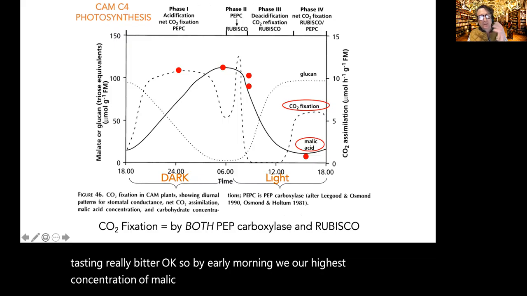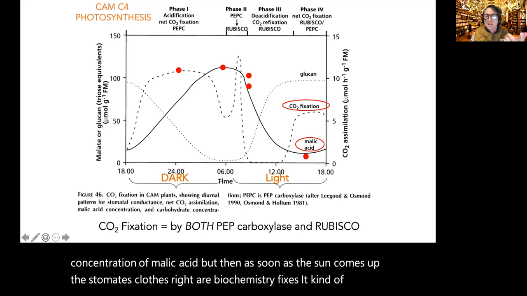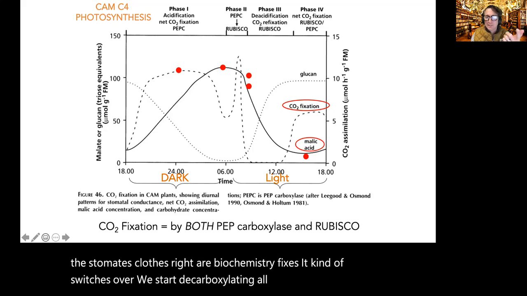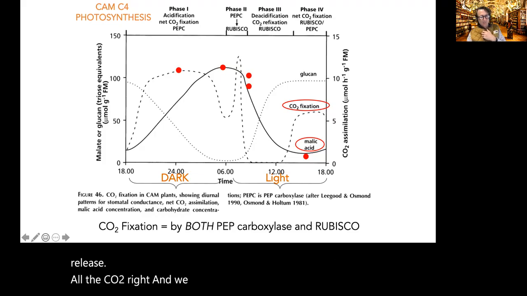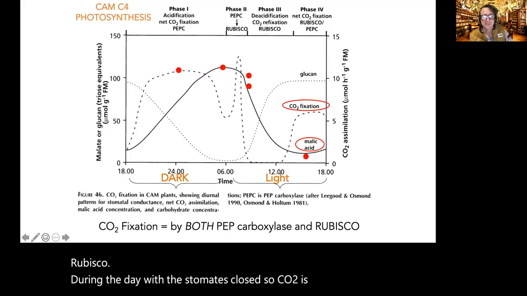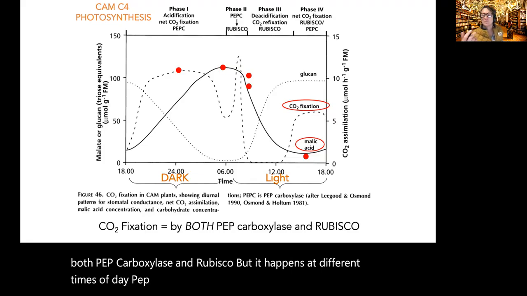But then as soon as the sun comes up, the stomates close, right? Our biochemistry kind of switches over. We start decarboxylating all of that malic acid to release all the CO2, right? And we start to get CO2 fixation by Rubisco during the day with the stomates closed, okay? So CO2 is being fixed by both PEP carboxylase and Rubisco, but it happens at different times of day. PEP carboxylase at night, Rubisco during the day when the stomates are closed.